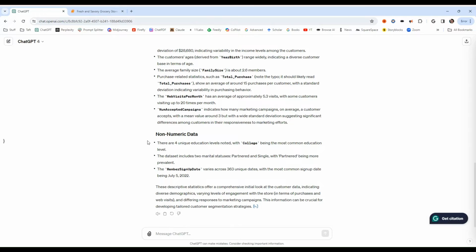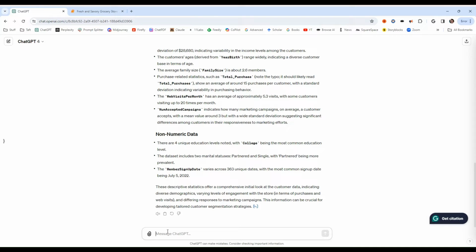As for our non-numerical data, we can see that most of our customers have gone to college. Many of them are partnered, so partnered or married. And we have a number of different signups in our data set for our loyalty program.